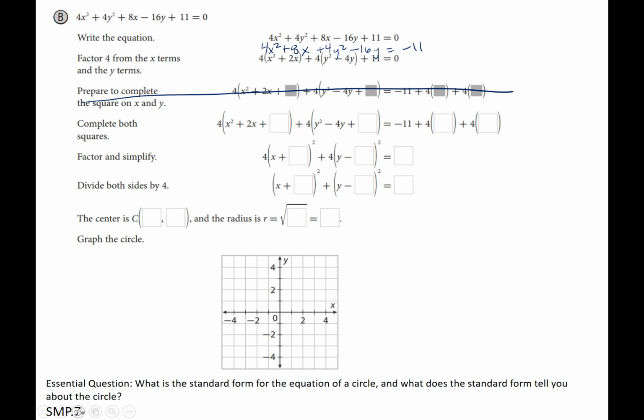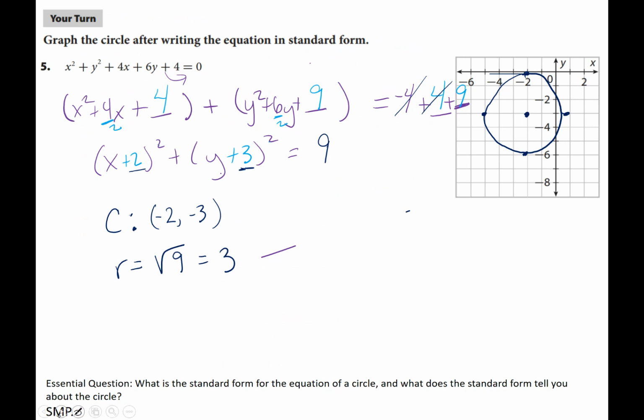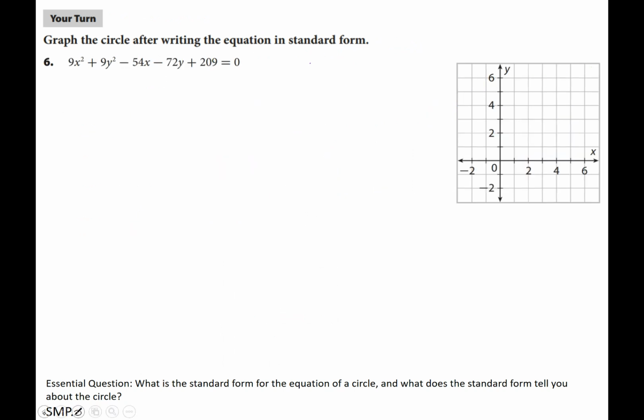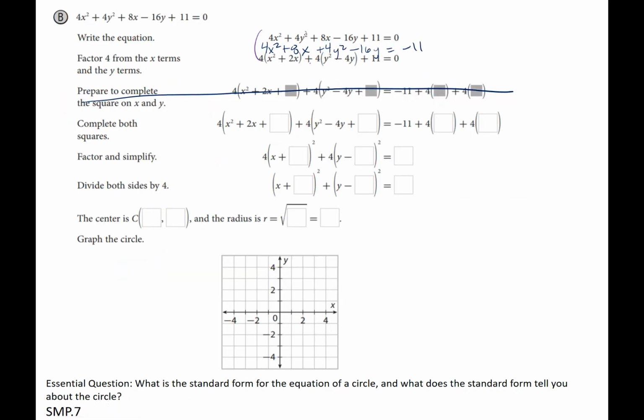Then what I want you to notice is I'm going to put some parentheses around this group and around this group. What I want you to notice is there's a greatest common factor in there. Actually, I only want the greatest common factor on the number. So I'm going to factor a 4 out of that, which would leave me the x squared plus 2x, and a factor of 4 out of this, which is going to leave me the y squared minus 4y. And then the 11 is kind of on its own. That's why I put it over to the other side.